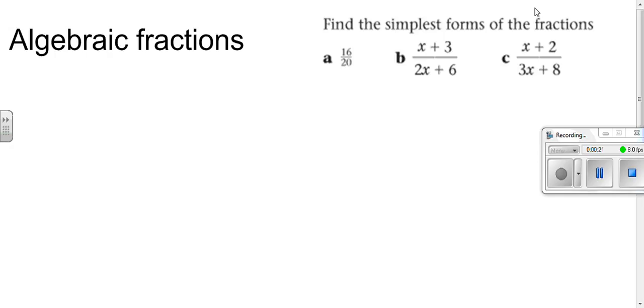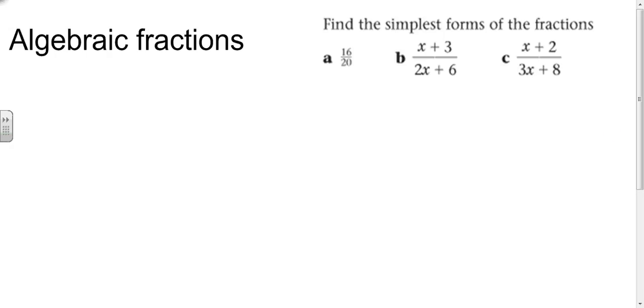Now, this should be quite a quick video, to be honest, because I think the work is very doable. So we're going to have a look at the basics, and we're also going to try and compare what you've done in the past in terms of fractions and see how it compares to algebraic fractions.